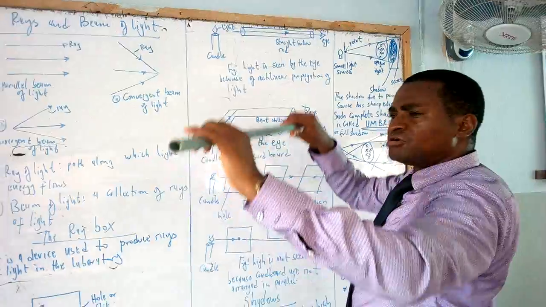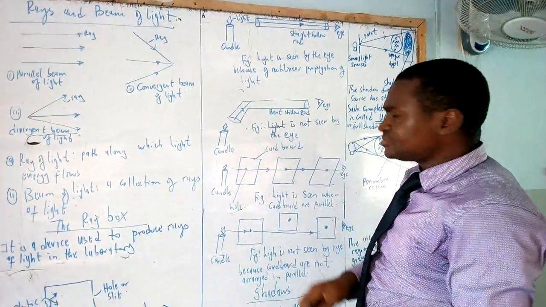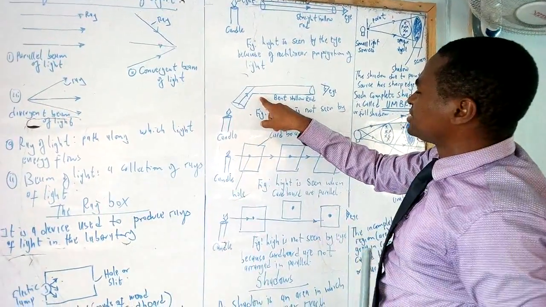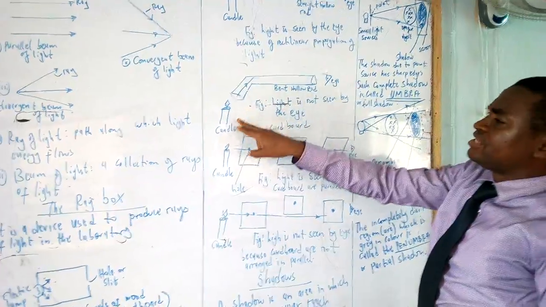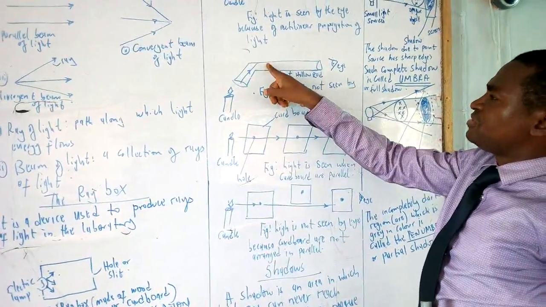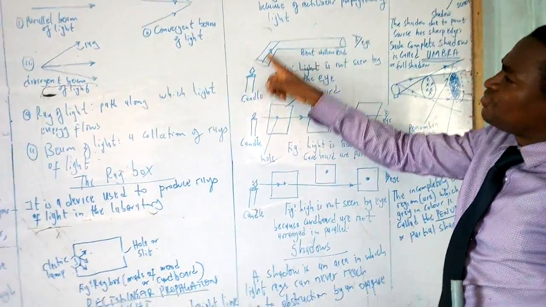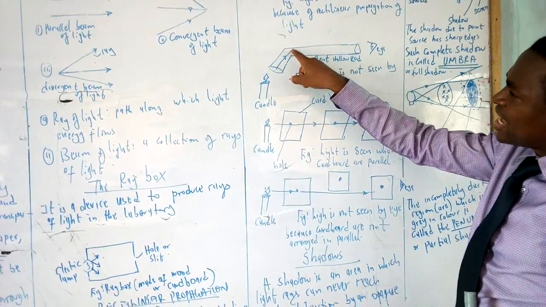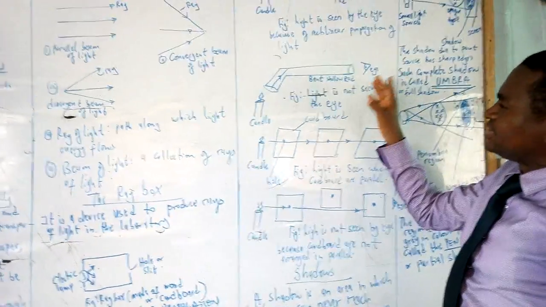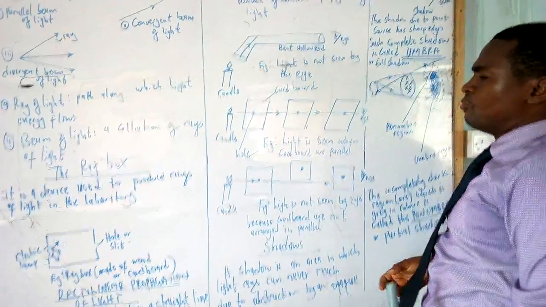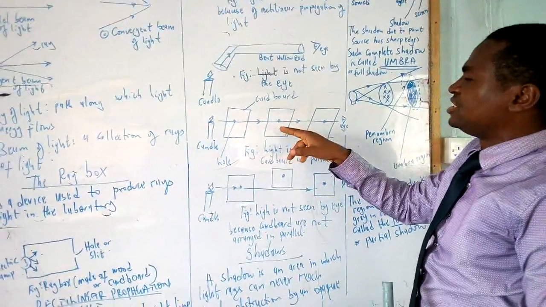But if this rod happens to be bent, like in this case, if the light ray comes from the candle, it will not be able to reach the eye because light travels in a straight line. So there is no way the light can bend and reach the eye. So that's one experiment.